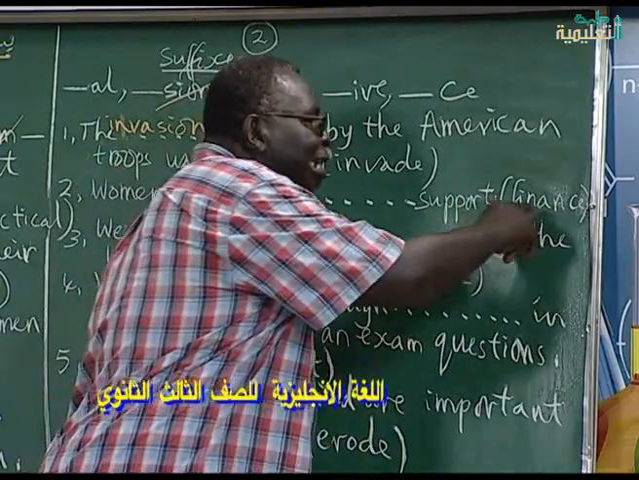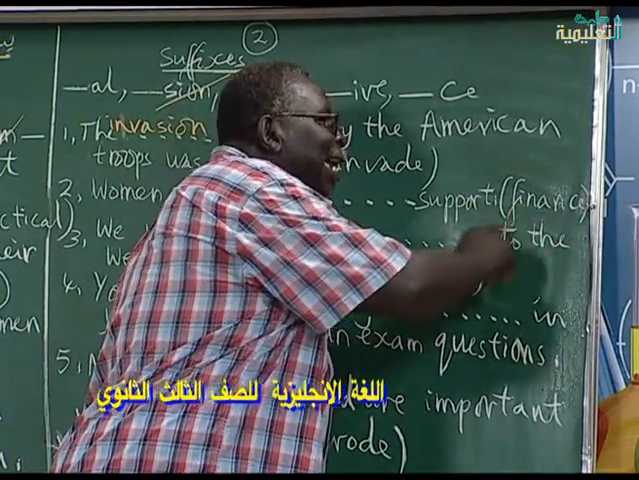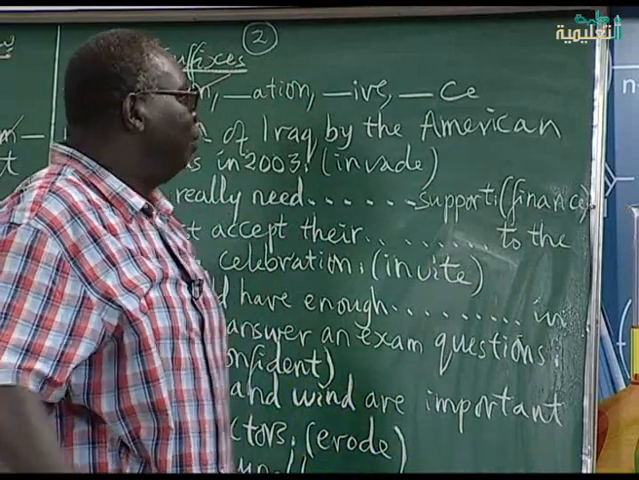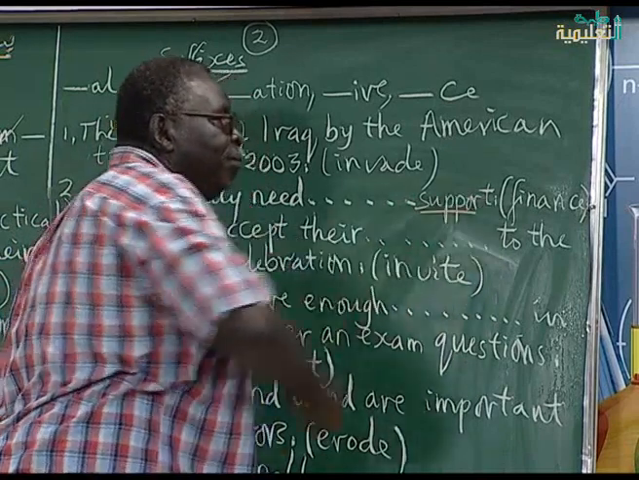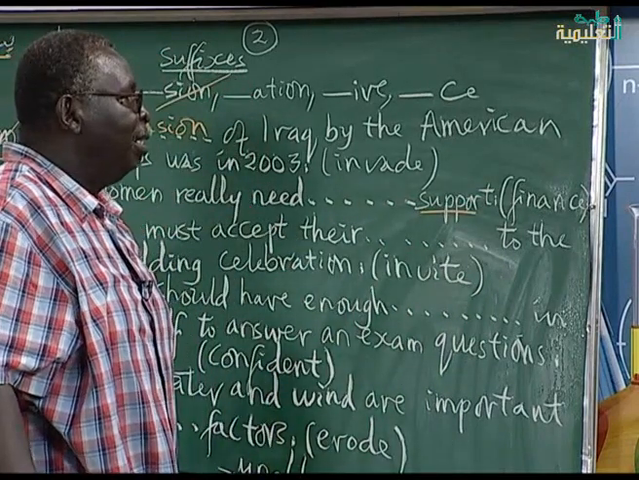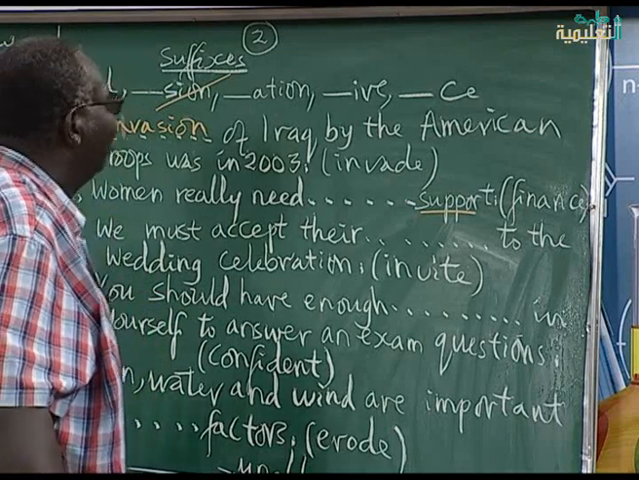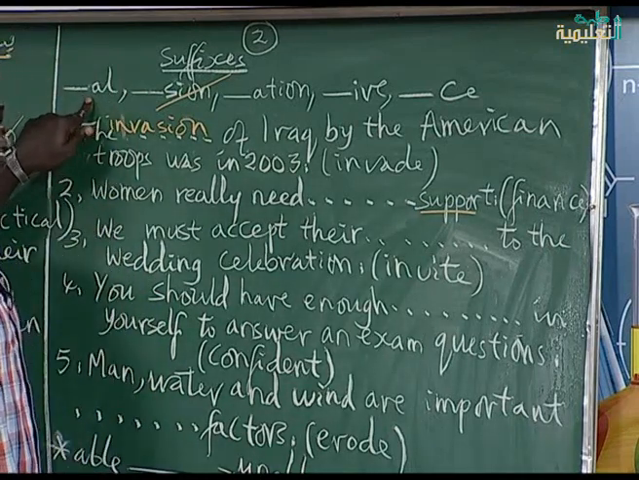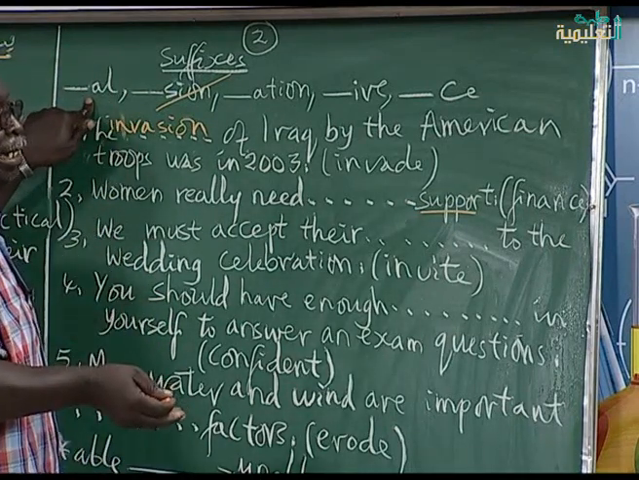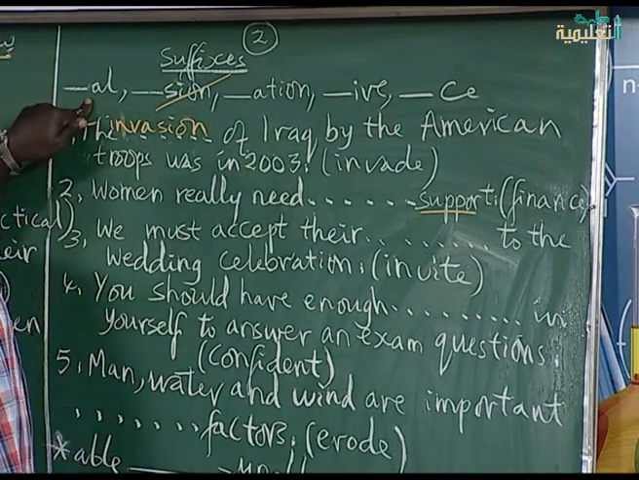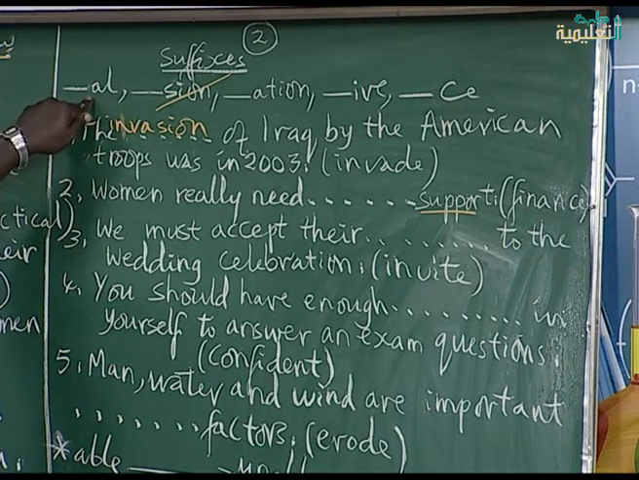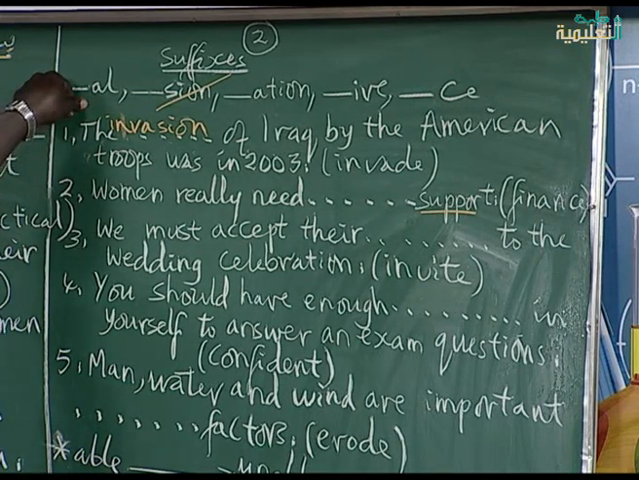So finance in this case, we want it to be an adjective. Why? Because it is followed by a noun, support. It's going to be what? You remember? We said that the suffix AL that we have here has a chance to change a noun into what? Into an adjective. You remember? We said that. Let me repeat myself again. The suffix AL has a chance to change a noun into what? Into an adjective. So here we have finance.